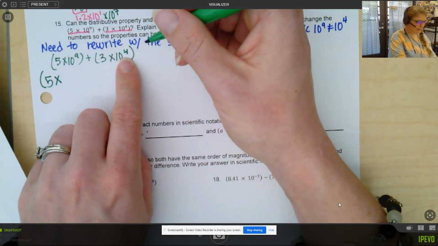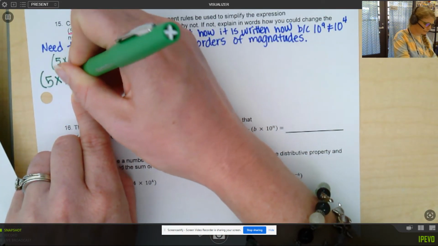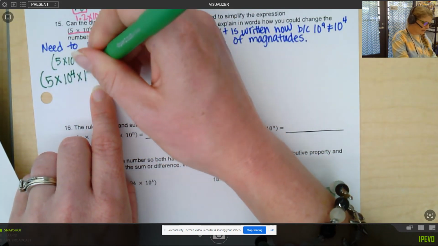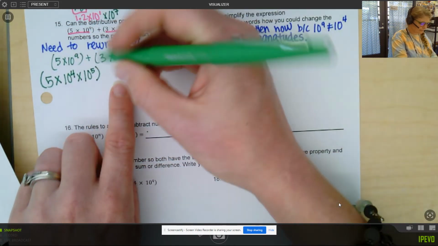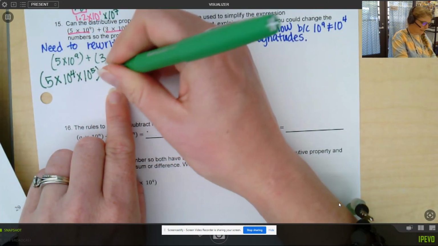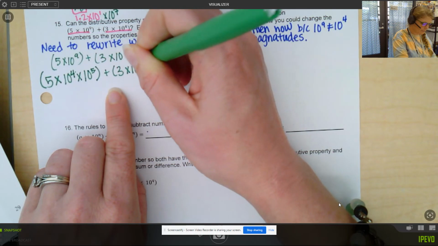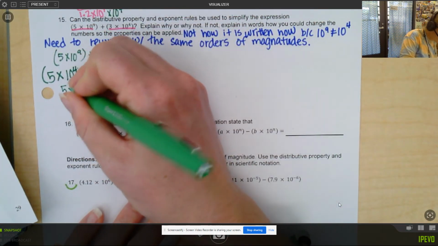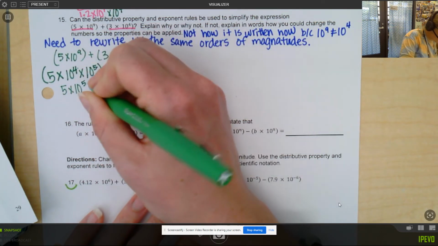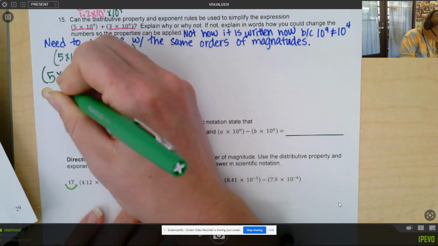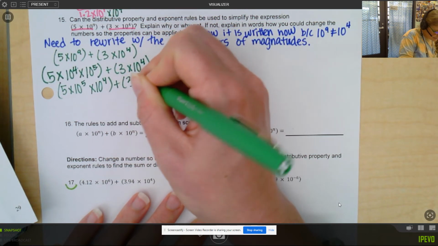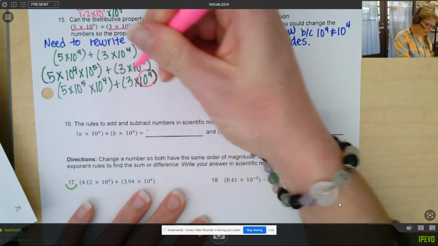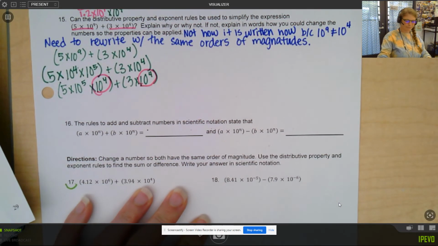5 times, I want this to be 10 to the fourth. But I also need to make this still to the ninth power, so that's 10 to the fifth. 5 plus 4 makes 9. And then we still have this, 3 times 10 to the fourth. So now, if we look at this, we have 5 times 10 to the fifth times 10 to the fourth plus 3 times 10 to the fourth. So we now have this common factor of 10 to the fourth.